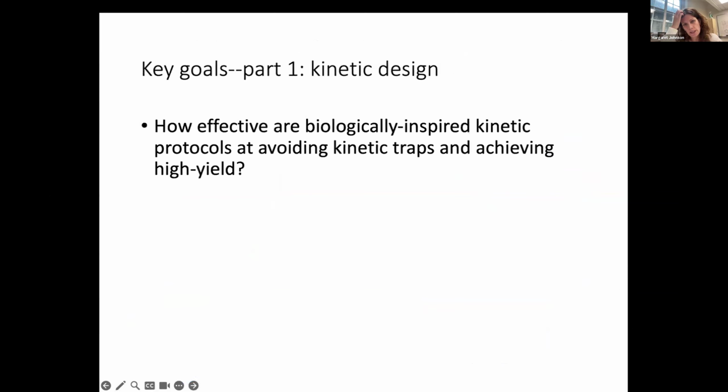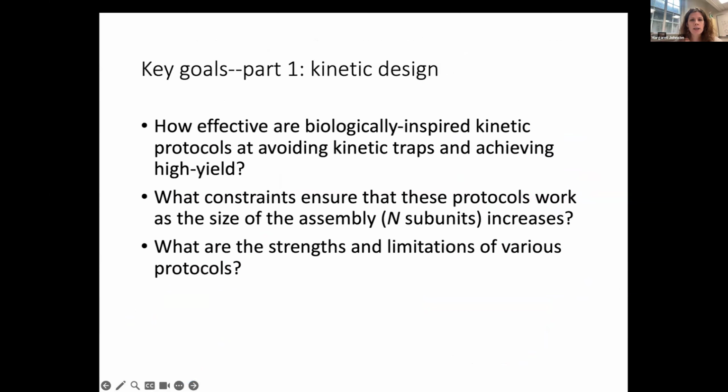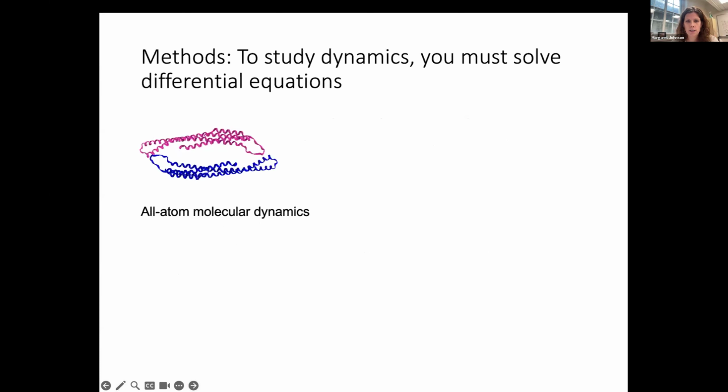So what I want to tell you about from this paper we published last year is how can these protocols be designed to avoid kinetic traps and achieve very high yield? What are the constraints that really ensure that these protocols work, especially as you try to assemble something that's bigger and bigger, something that's approaching more like a ribosome size? And then what are the trade-offs of these different protocols? We published this last year with my grad student Adeep, and a former undergrad from my lab, Spencer, who really kicked off the whole project.